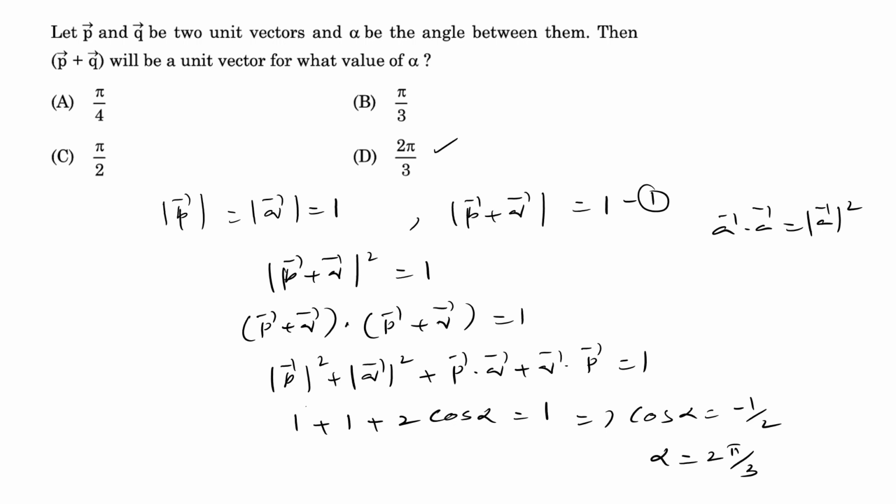We are given magnitude of P is 1, magnitude of Q is 1, magnitude of P plus Q is also equal to 1. So, from magnitude of P plus Q, you want to find the angle between P and Q, means write magnitude of P plus Q the whole square is equal to 1. And we know that magnitude of A square is equal to A dot A. This result is an important result which needs to be used whenever you want to convert a magnitude to a vector form.